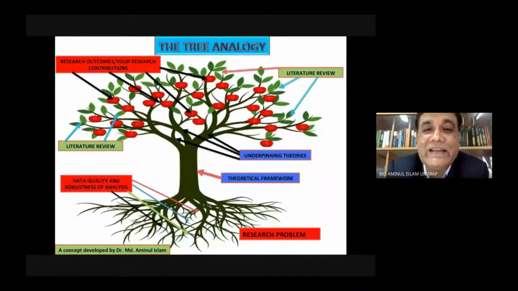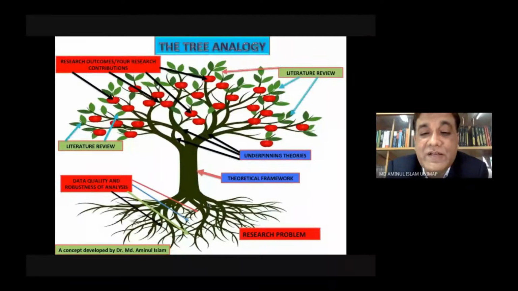So the leaves actually beautify the tree. I compare the leaves with the literature review. Literature review basically beautifies your research work. Okay, research problem comes from the root, and if everything is right at the root, the tree gets stronger, and then it gives you the right outcome. So let me explain one by one. I'm saying the research problem comes from the root.